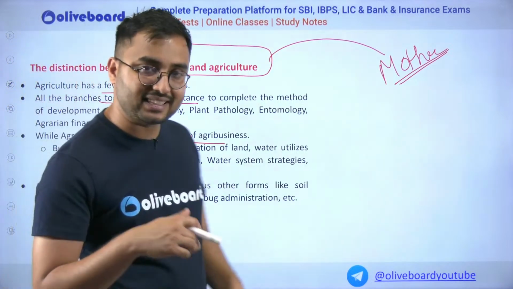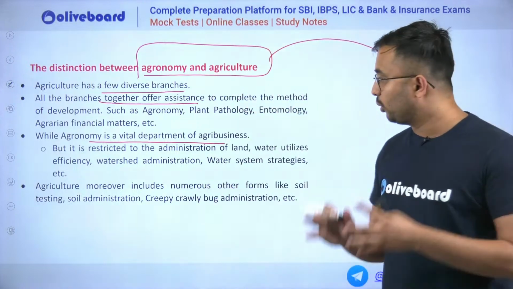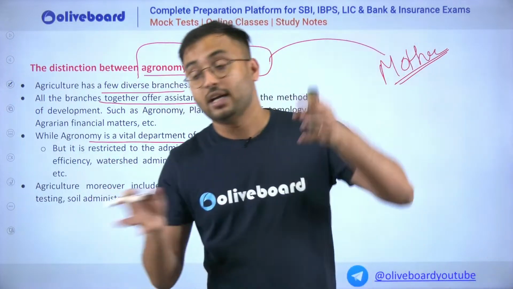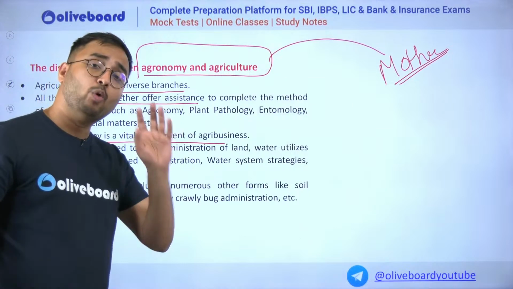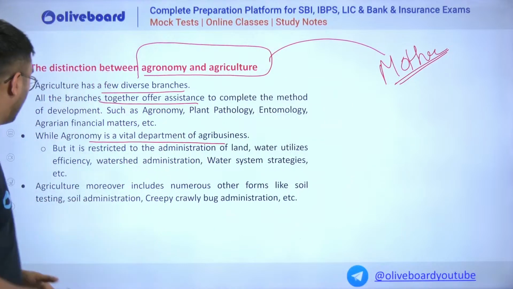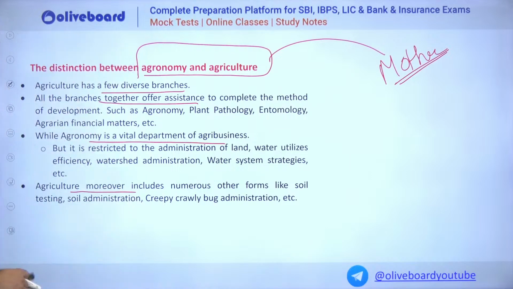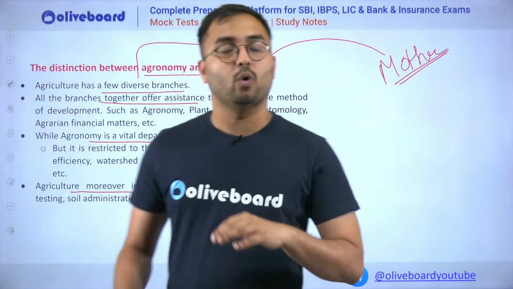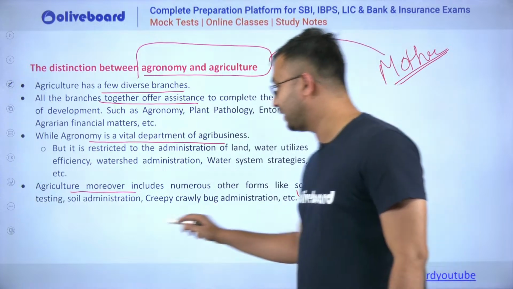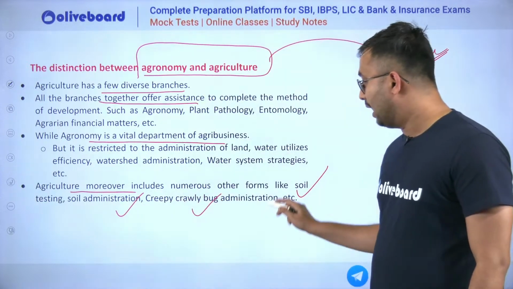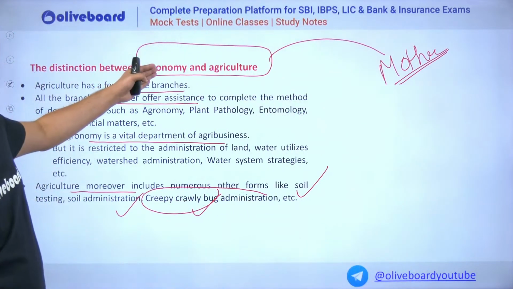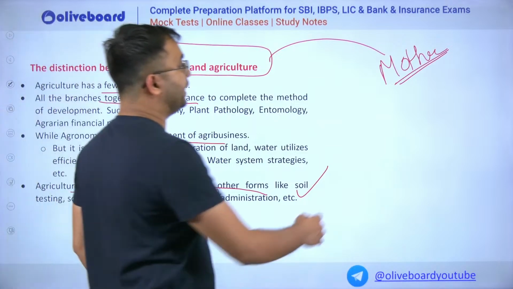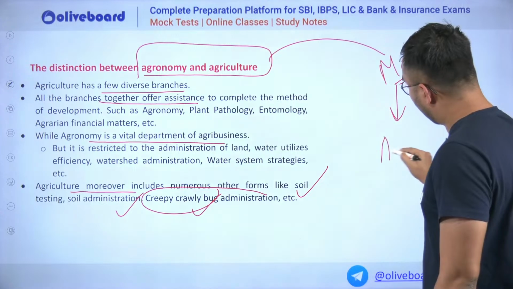Why a vital department? Because as it is scientific in nature, as it is managing in nature, automatically it brings out various resources, it pulls the resources, it pulls the factors, and in this way makes agricultural activity more profitable and more processed. Okay, so overall, agriculture includes various other factors or overall production facets such as soil testing, soil administration, other disease and insect administration. All these things are looked after by agronomy only.